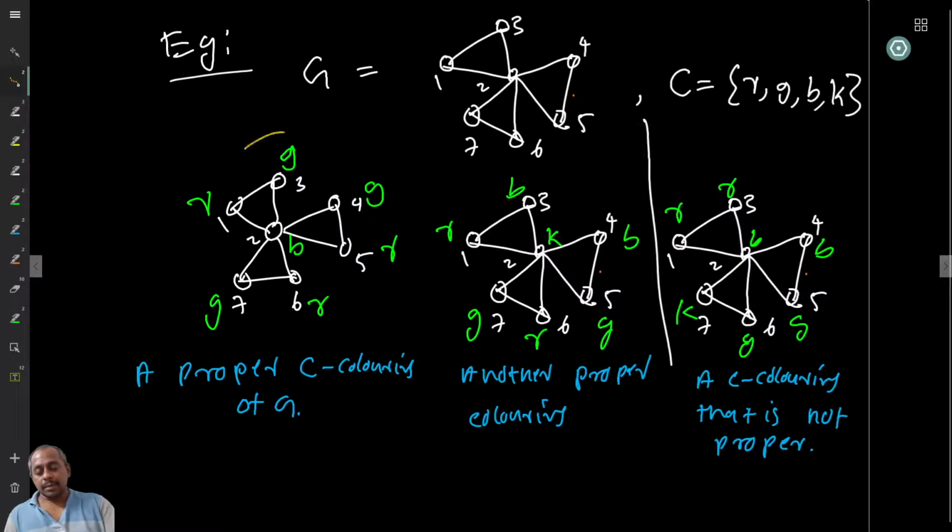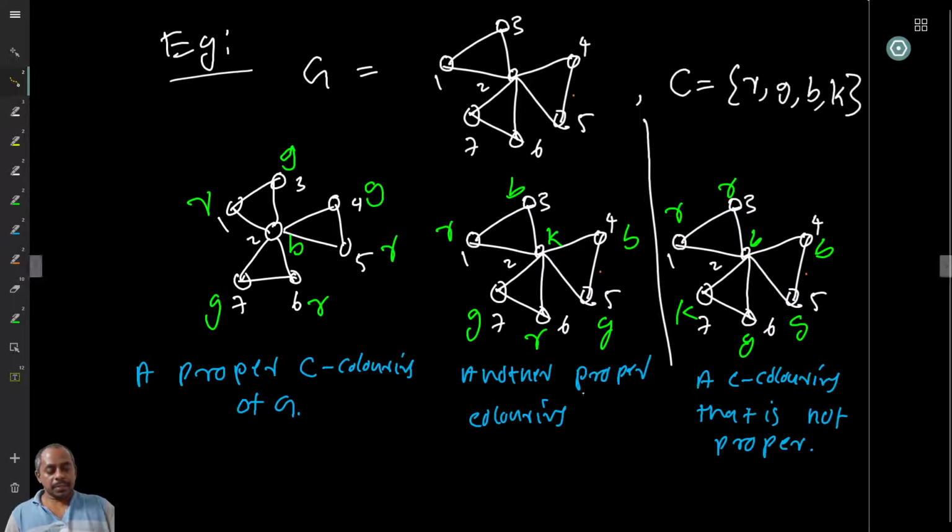Then these vertices cannot be colored B because I am looking at proper coloring. So this must be different from B. It has to be, let's say, G. This must be different from B and G because they are adjacent to each other. So these are three different colors. But on the other hand, I can use G again here because these are not adjacent. So I use the same three colors to color all the vertices. I don't even use the black color. With just three colors, I colored all the vertices. It is a proper coloring, and it uses only colors from C. So it is a proper C coloring of G.